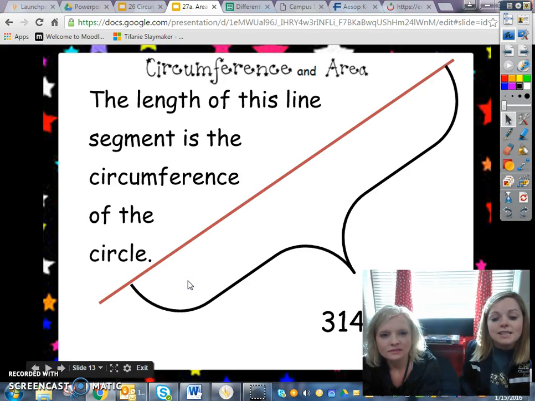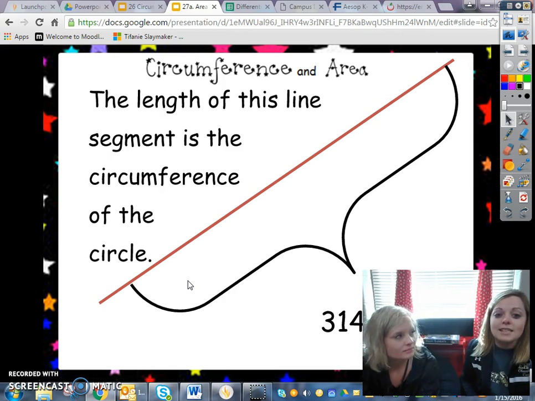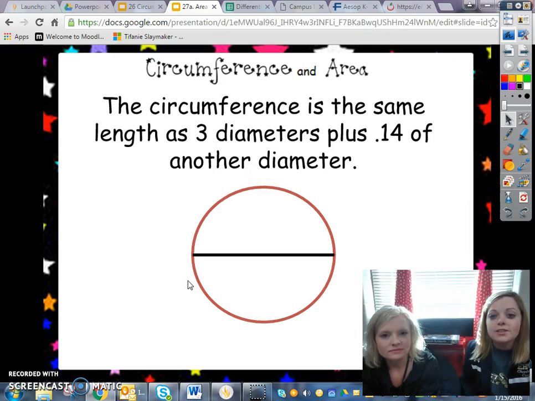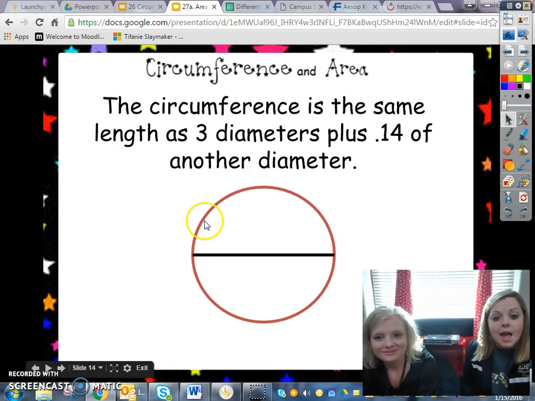It says here the length of this line segment is the circumference of the circle, which would be 314 centimeters. So the circumference is the same length as 3 diameters plus 14 hundredths of another diameter. That means this diameter actually fits along the perimeter of the circle 3 times plus 14 hundredths more. It's just a tiny little bit more over 3.